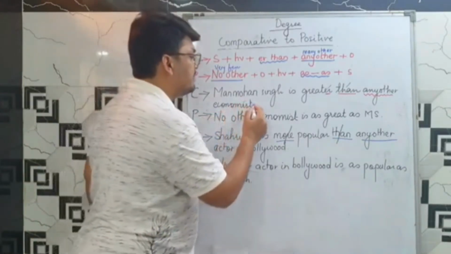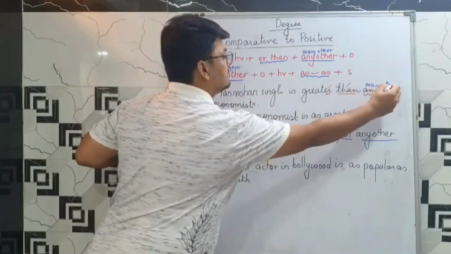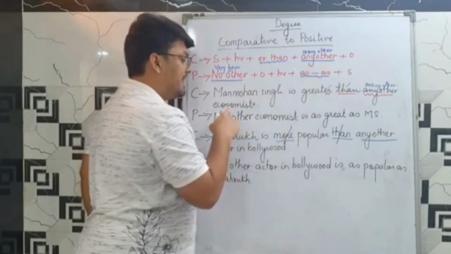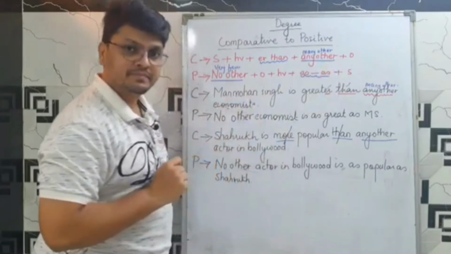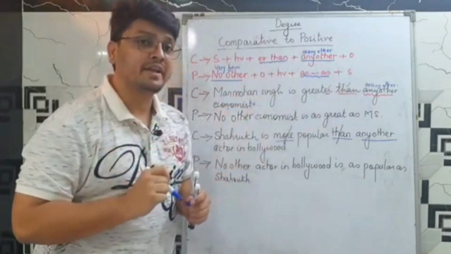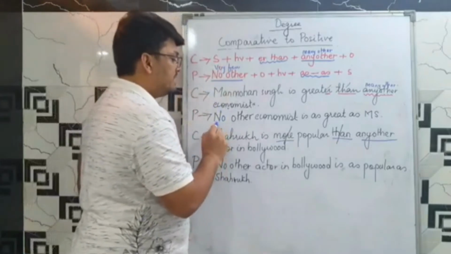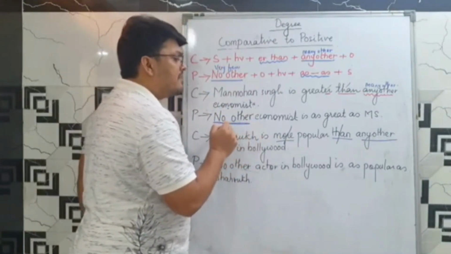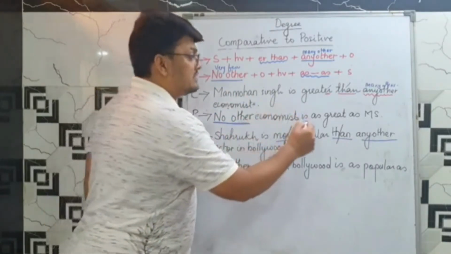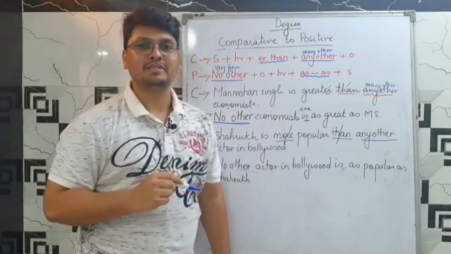Now this will become plural. If I use many other over here, whatever noun comes after many other will become plural. And when you see many other in comparative degree, begin positive degree with very few. So instead of no other, very few economists will come, plural. Then the verb will also become plural: are as great as Manmohan Singh.